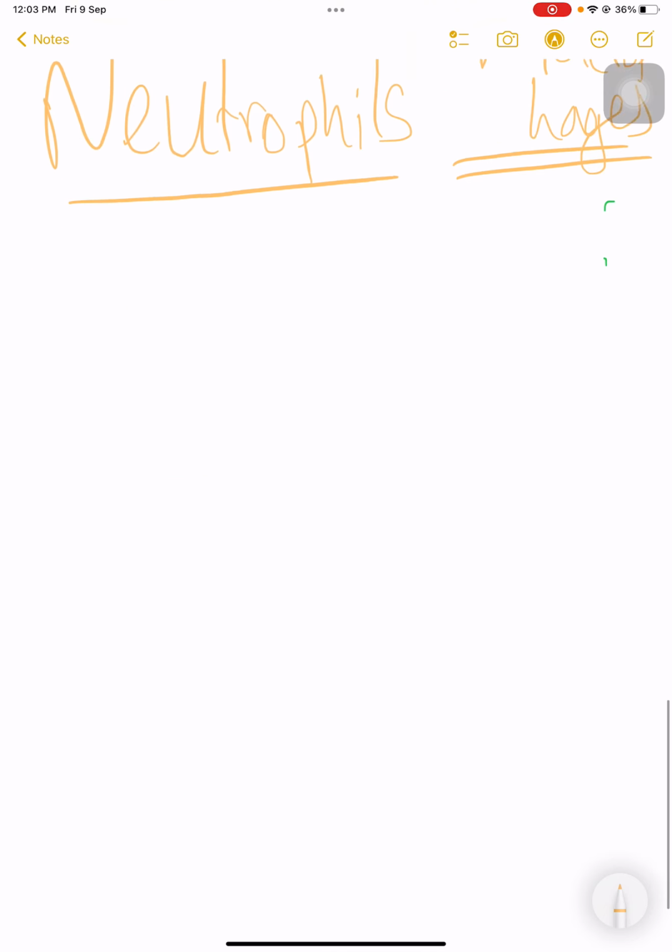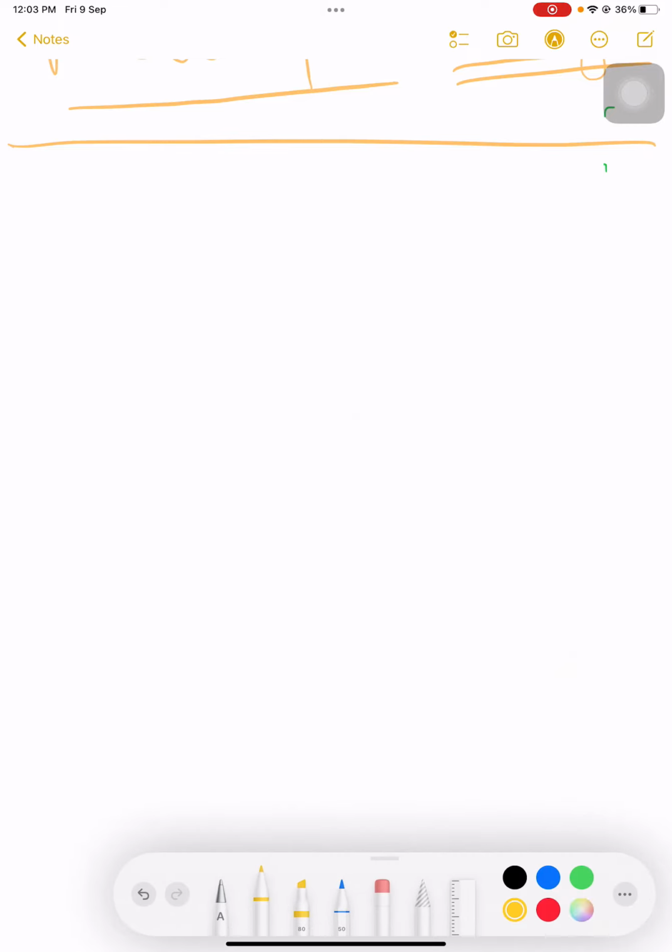Are we getting this point? I hope we are clear till here. Now let's move on to the other aspects. Now remember one thing, that there are certain cardinal features of inflammation.